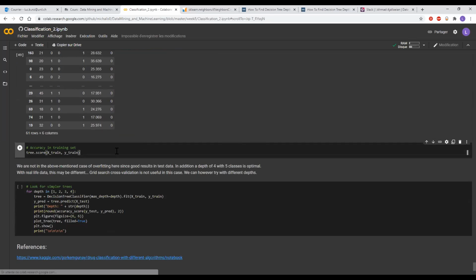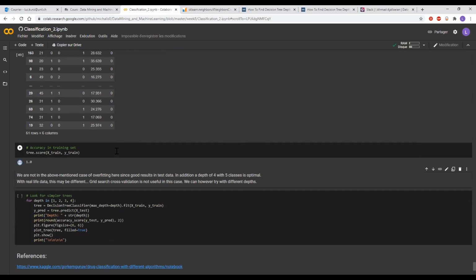Okay, and we also have the score, which in this case is 1 for the training set. So there is a path that classifies everything correctly in this case. And as I mentioned earlier, we are not in the above mentioned case of overfitting, because we have first a good result in the test data, and second, we have a depth of 4 with 5 classes, which is optimal. But of course, with real life data, this may be different.